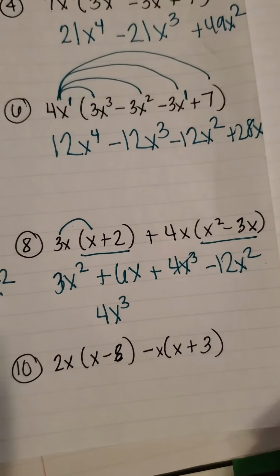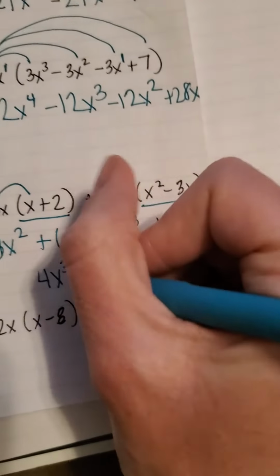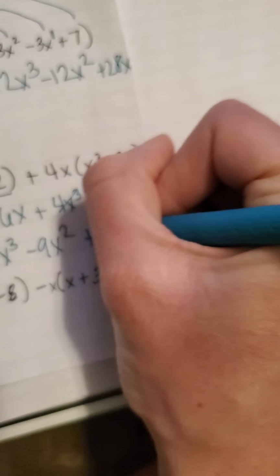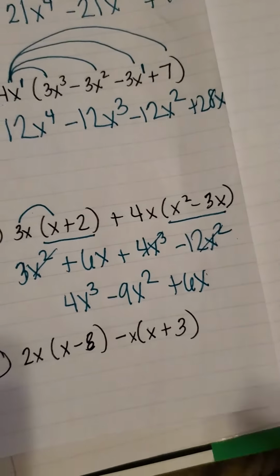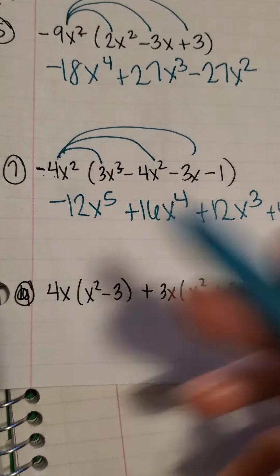After 3 comes 2. So 3 minus 12 is going to be negative 9. So negative 9x squared and then plus 6x. Can't go any further than that. Done. If we go and look at number 9, you know me, I can't count.